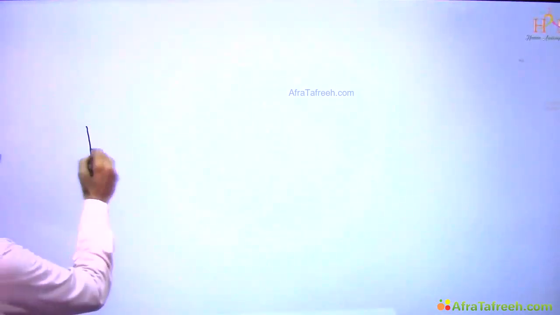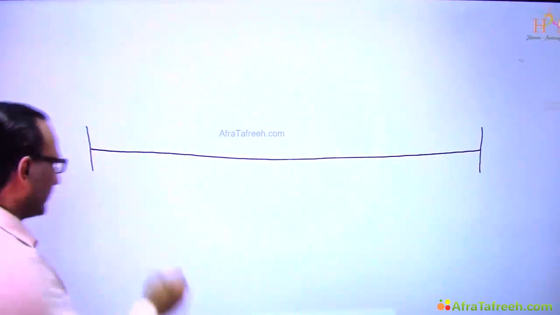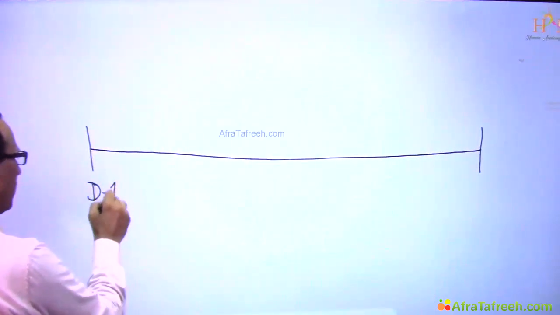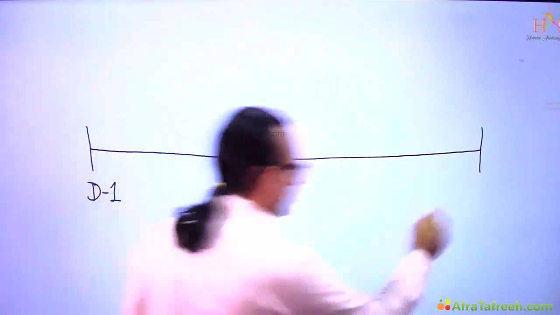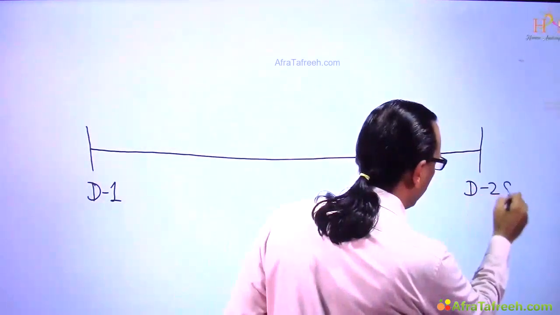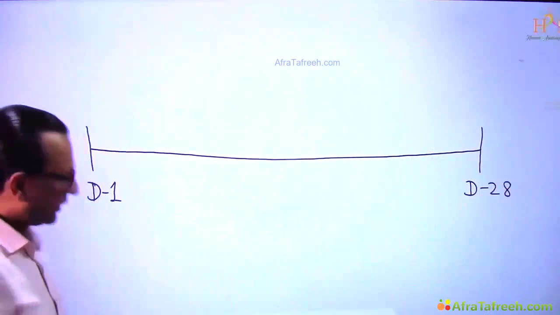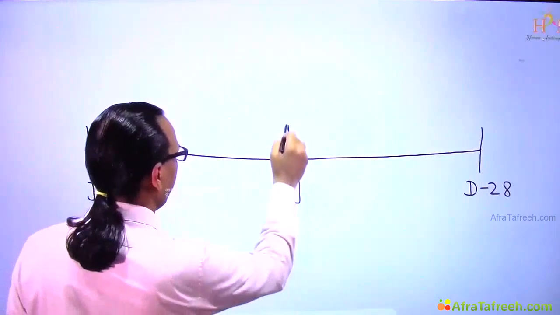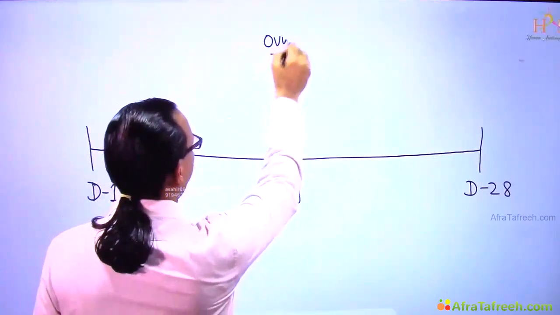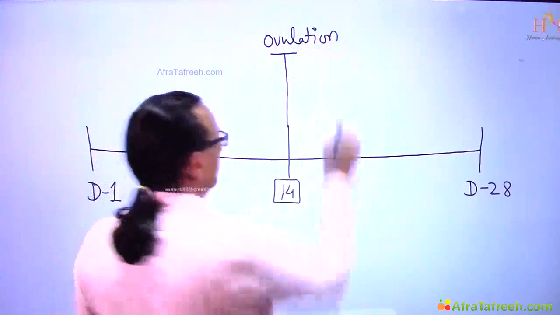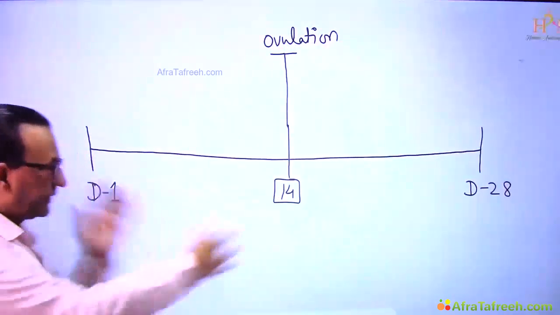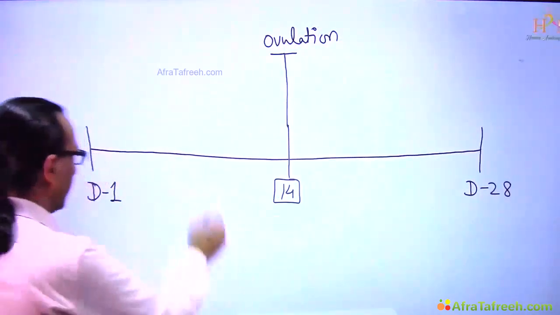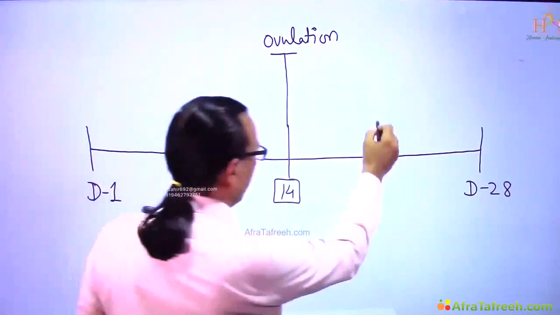What we understand is that if we are calculating the menstrual cycle, usually taken as 28-day cycle, this is day 1 of the menstrual cycle, and that is day number 28 of the menstrual cycle. Somewhere in the mid-cycle is day number 14, which is where we are getting what is called as the ovulation. Now let us divide the 28 days into 4 parts. There will be the first week, second and third week and fourth.